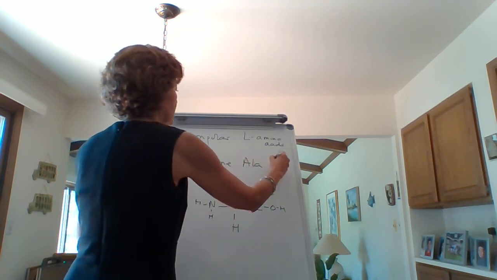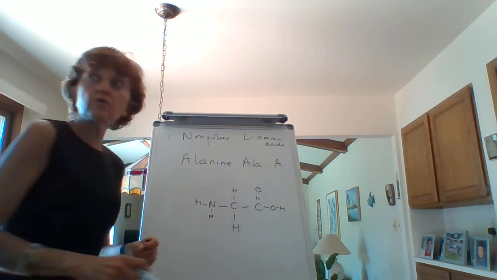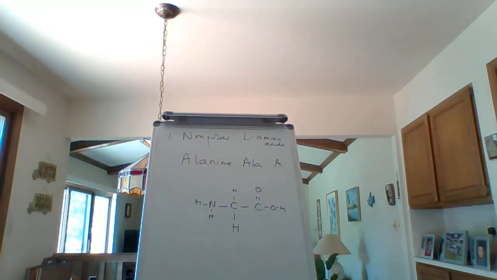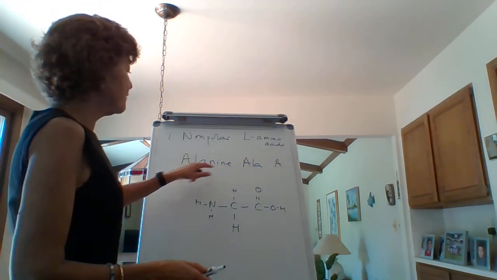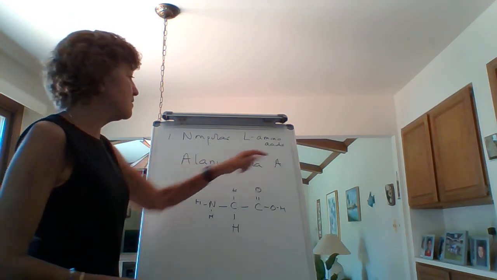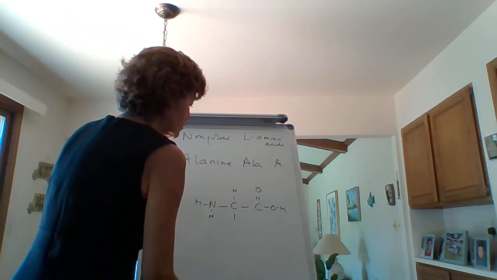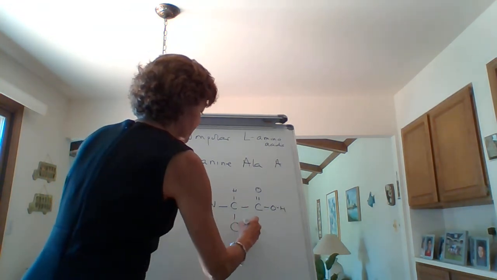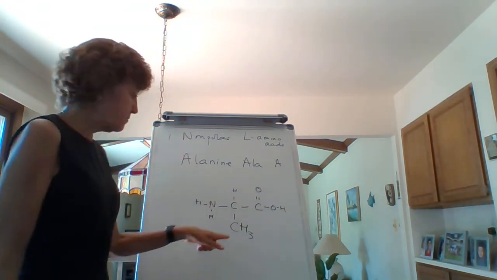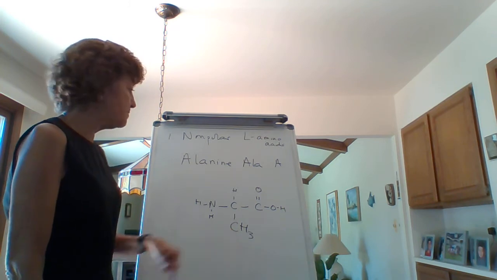ALA. Okay, so we have the three-letter and single-letter abbreviations. Alanine is the full name. The three letters are ALA, and the single letter is A. Alanine just has a methyl group. Okay, it's a methyl group. That's alanine.